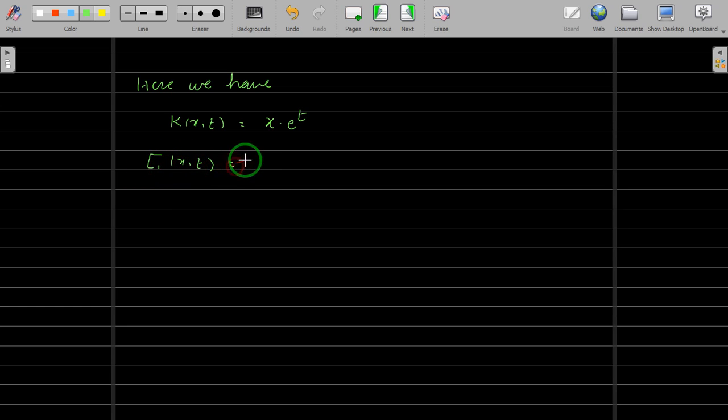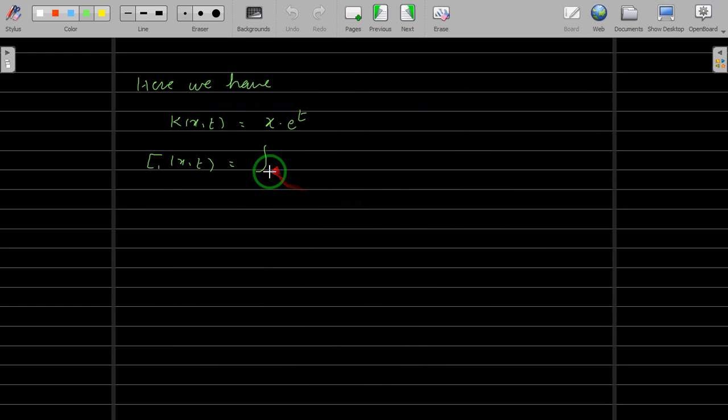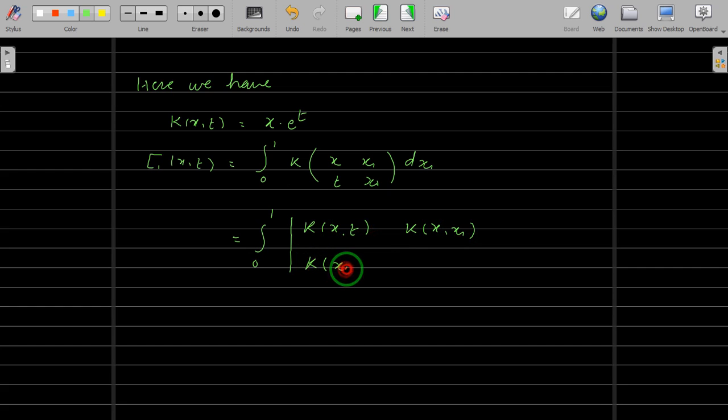of x comma t, it will be p is equal to 1, so only one integral, and limits are 0 to 1, and then we have K of x, x1; t, x1, and then dx1, and this is an integral. If you want, you can find it separately or you can find it simultaneously. So in this case, we will write directly 0 to 1, and this is the determinant of K(x,t), K(x,x1), K(x1,t) and K(x1,x1). So to find this value of determinant, and then you integrate that with respect to x1.